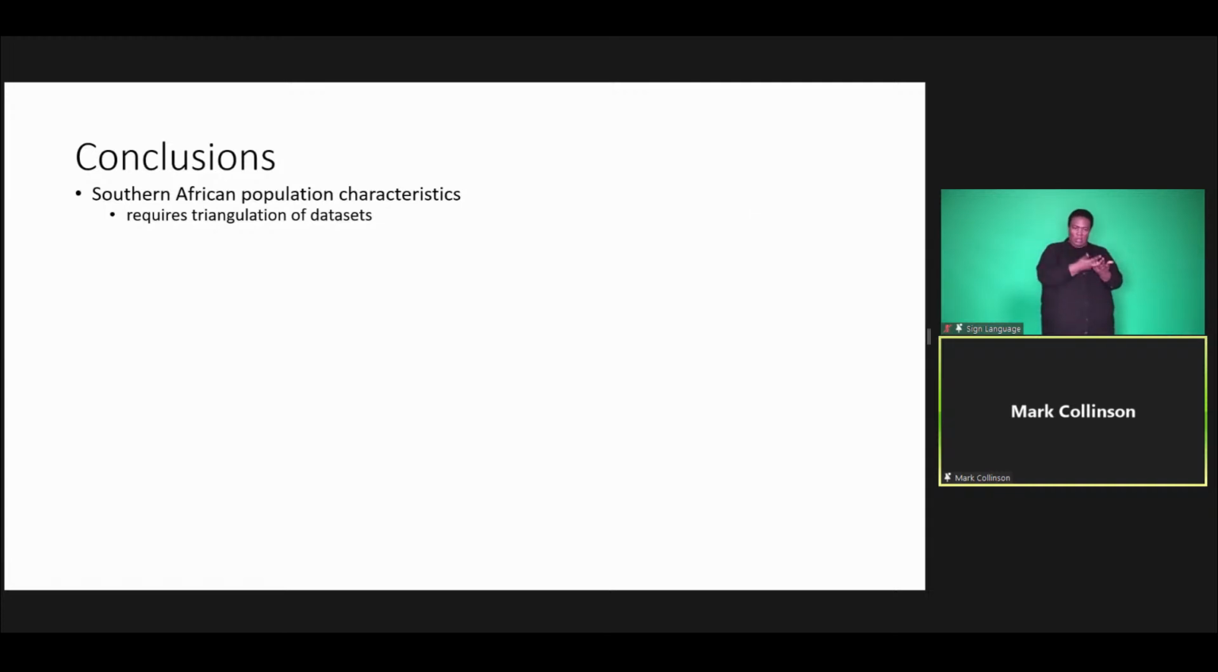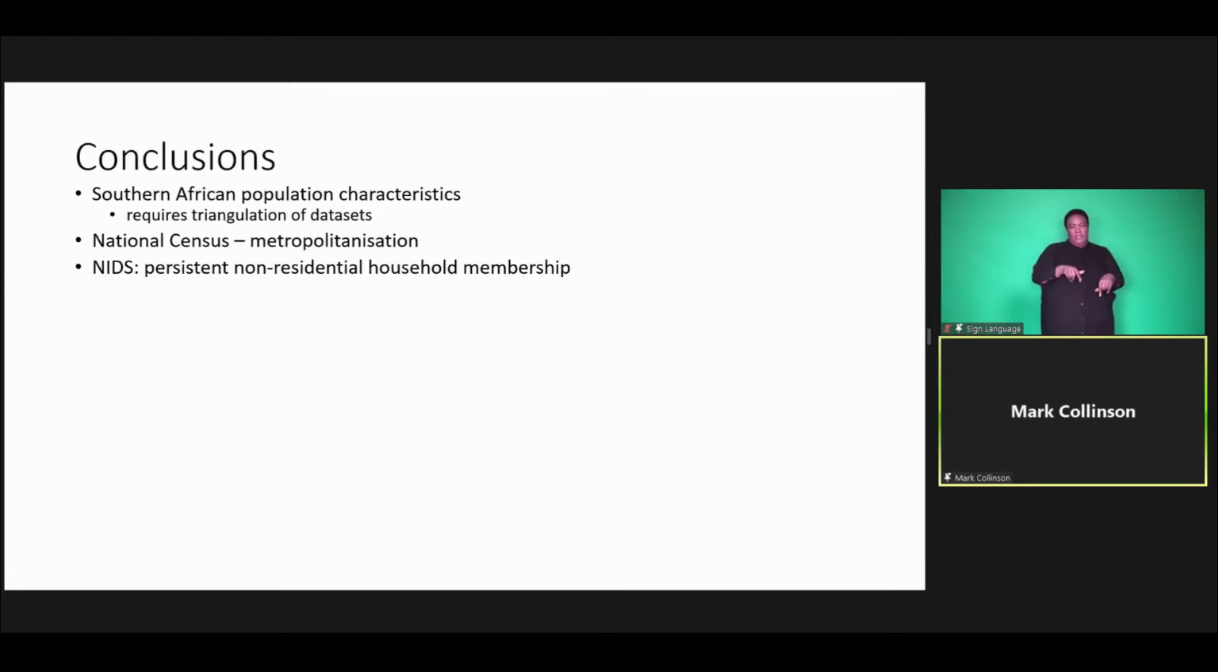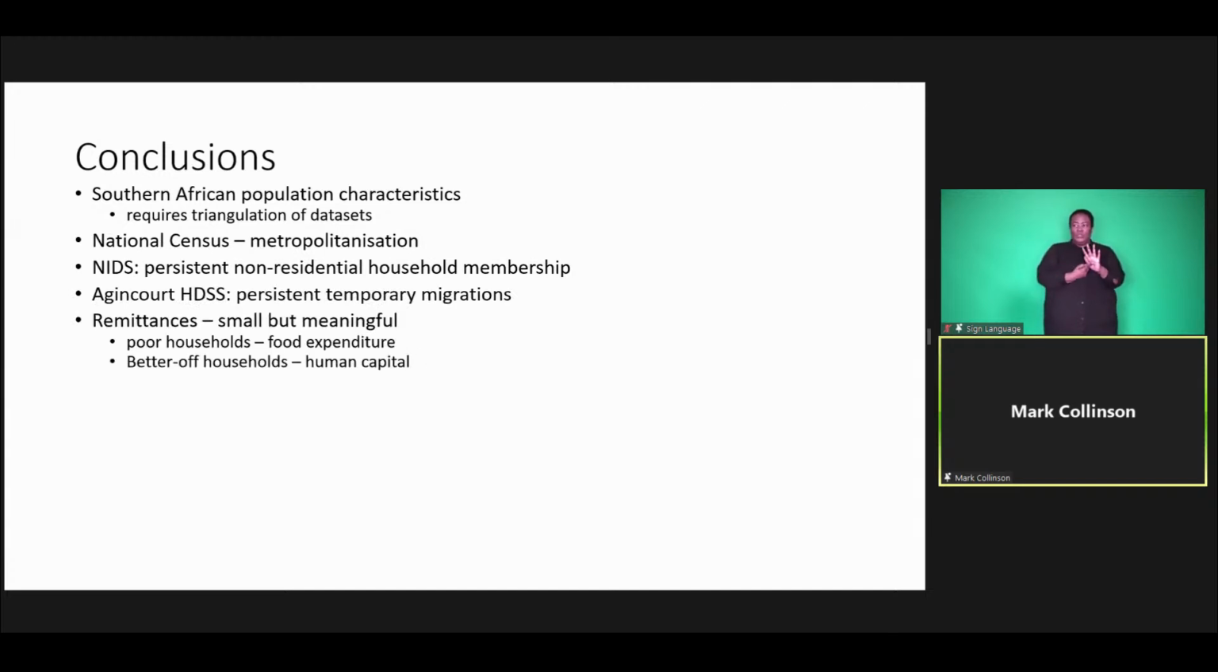We can't expect standard methods to help us unpack our problem here. The national census explains metropolitanization very well. The NIDS shows us persistent non-residential household membership. The Agincourt, persistent temporary migration. Remittances, small but meaningful.